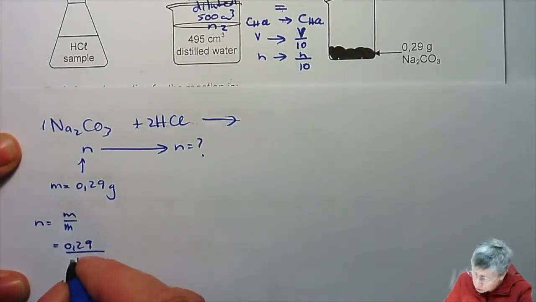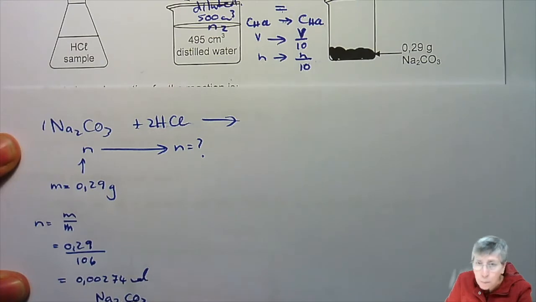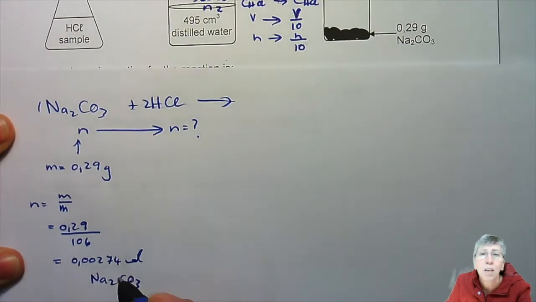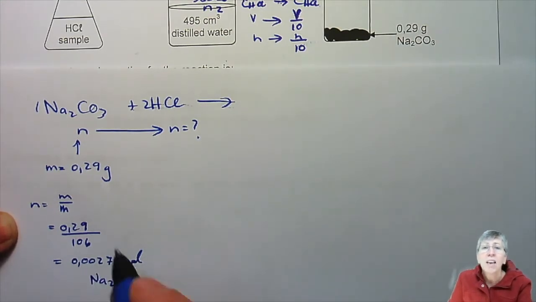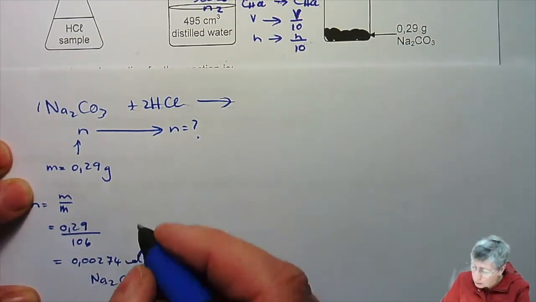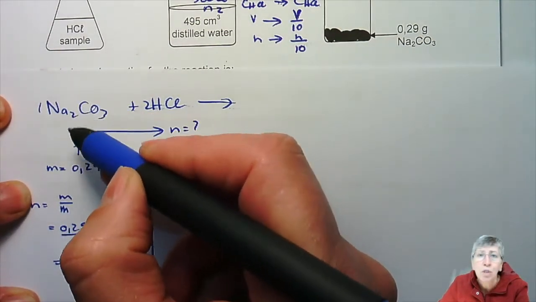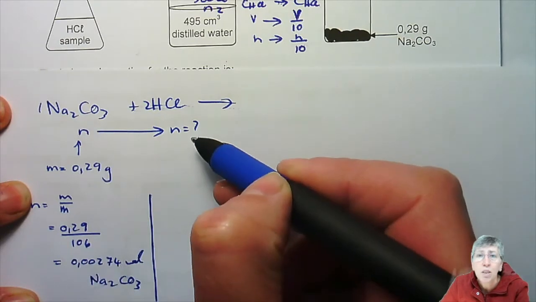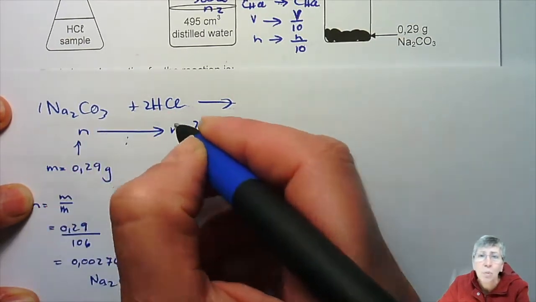Right, and if you do that, you end up with 0,00274 moles of sodium carbonate, or 2,74 times 10 to the minus 3. You can write it out like this, just don't round it off, and just keep this in your calculator as well. Right, so we have worked out the number of moles of sodium carbonate. Now I'm going to work out the number of moles of hydrochloric acid that react with that.